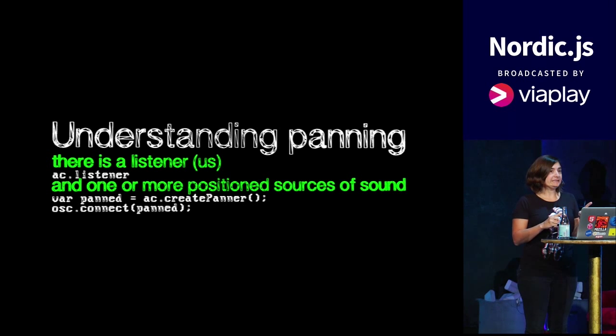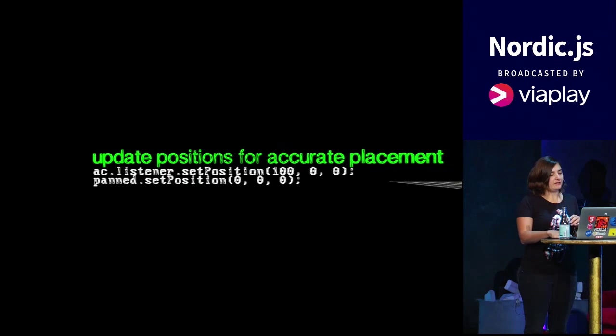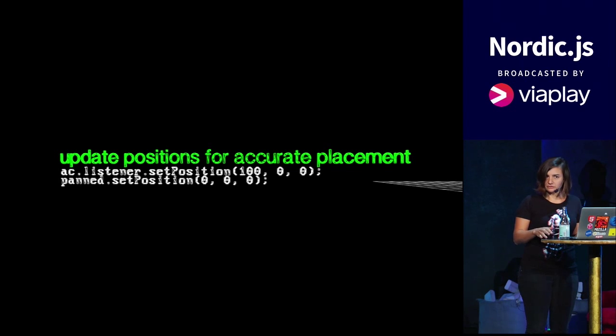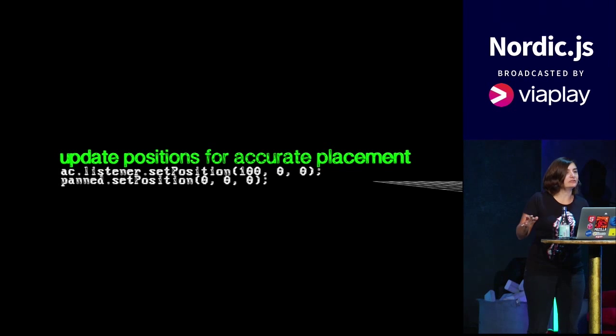We have a listener. Every audio context has a listener, for simplicity. And then everything you want to position, you have to connect to a panner that you create with createPanner. So this oscillator should be positioned in space. Then the listener and the panner, all of them have positions. They also have velocity, direction and orientation, but for simplicity, I'm just going to say position.